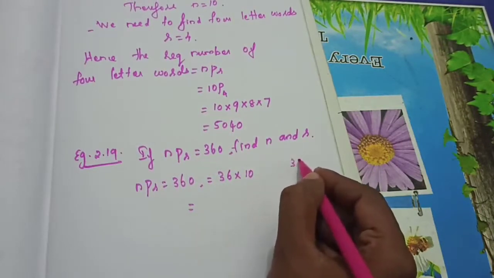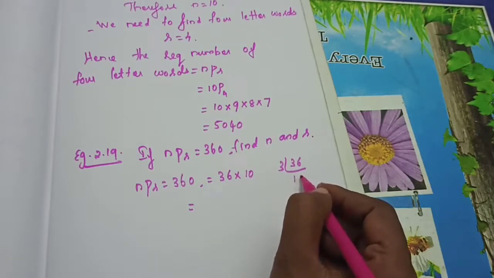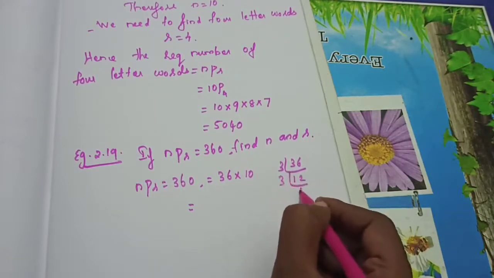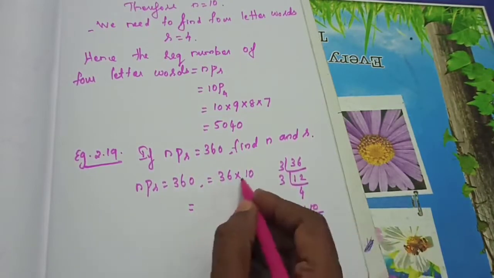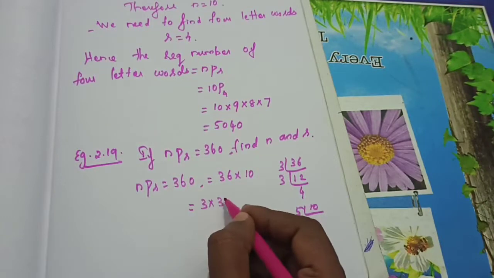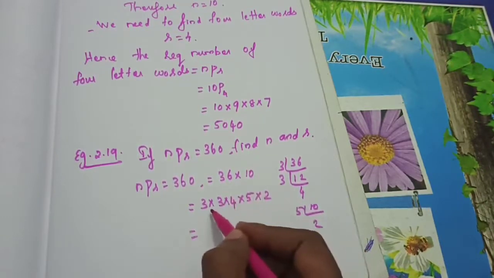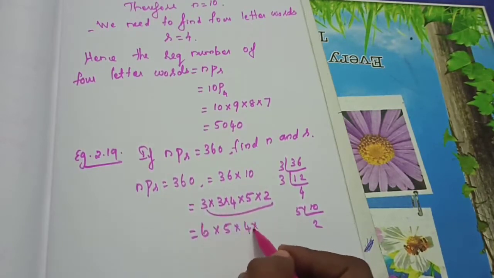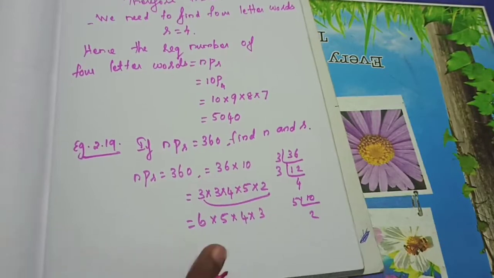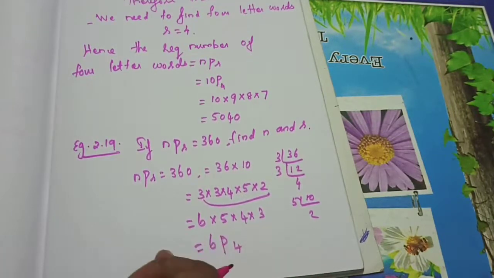So same as this one, we can split 36. How will you split? Shall we give 3? Okay. Then 1, 2, again 3, 4. Correct? Then 10, how will you split? 5, 2. Okay, we are going to write like this: 3 into 3 into 4 into 5 into 2. So, now listen. 3 into 2 means how much will you get? 6. Is it right? 5 into 4 into 3. So, last class I taught you the same as this. Is it right? So, nPr. We can split like this. So, this one how will you write? 6P4. Shall we write like this?